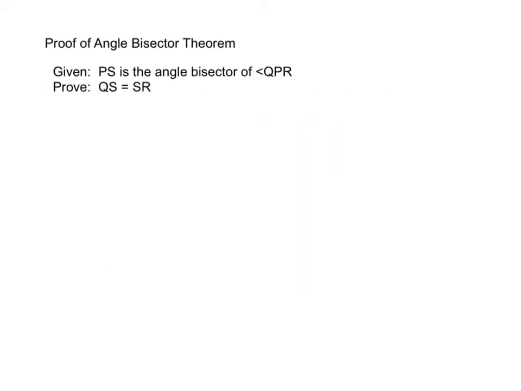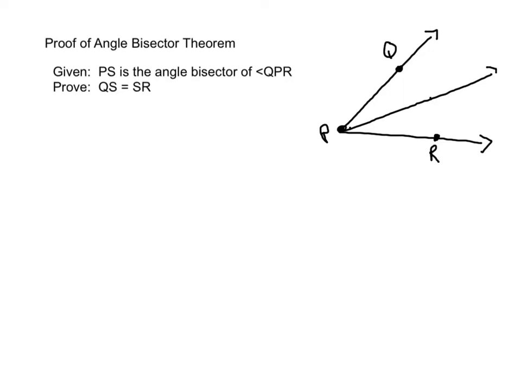To start this proof, we need given information, and our given information is that PS is the angle bisector of QPR, and that we need to prove that the length of QS is equal to the length of SR. So looking at a diagram, we see we have an angle QPR as our given information told us, but now we need an angle bisector. And so we'll draw a ray to bisect this angle, and we know it is called PS. We've got our diagram drawn, and so let's start with the proof.